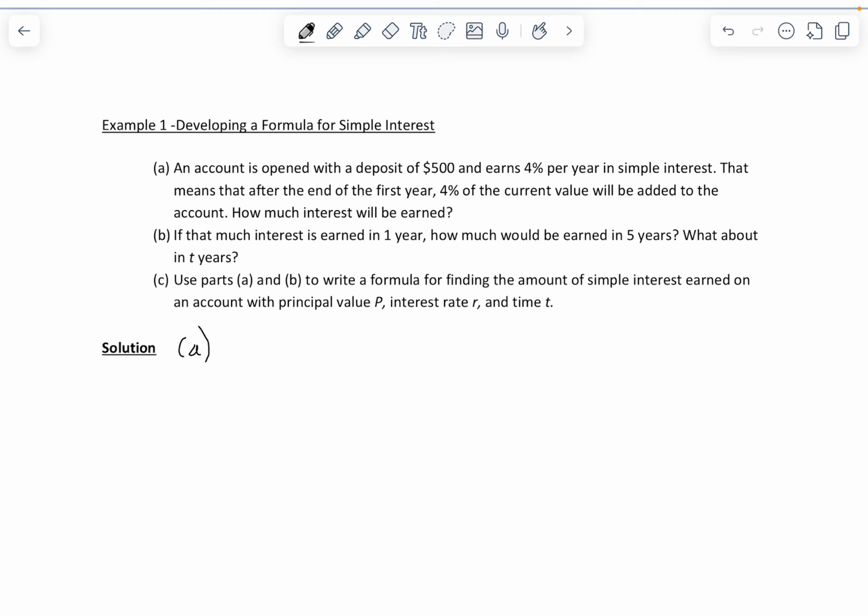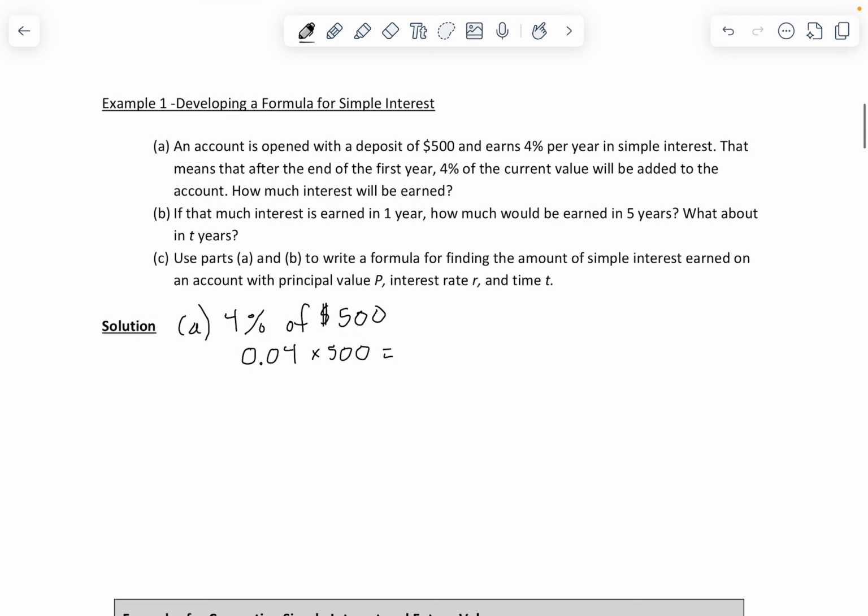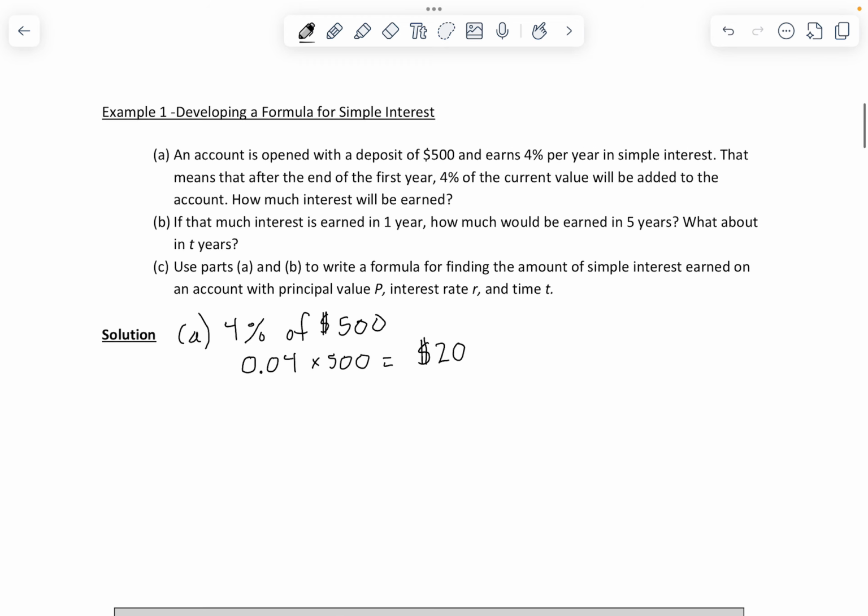4% of the original amount, so it's 4% of $500. And we calculate that in the following way. We take 4% in decimal form, which is 0.04. We multiply that by 500. And the result there is $20. Okay, how about part B here? If that much interest is earned in 1 year, how much would be earned in 5 years?